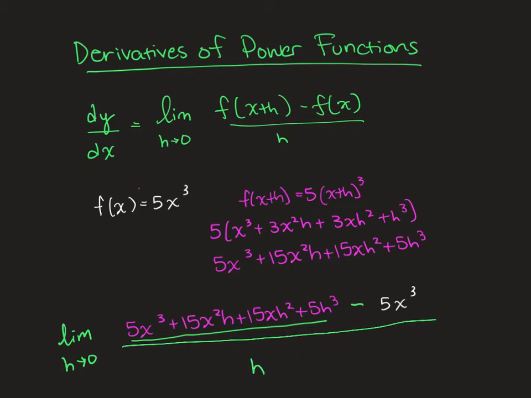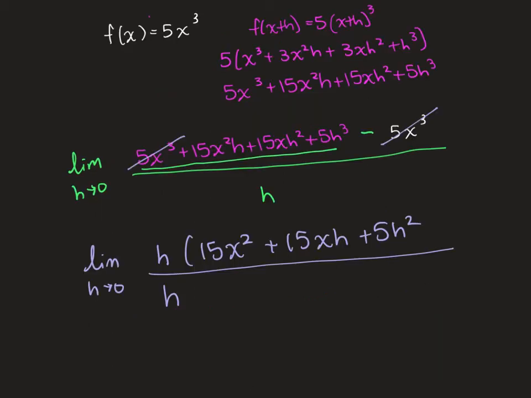Okay, well, I can simplify this. 5x cubed and 5x cubed cancel each other. And then if you notice, I've got an h in each of these terms. So I'm going to factor out one of those h's. And what you'll get is that I can simplify the h in the numerator that I just factored out and the h in the denominator. And I am left with this, 15x squared plus 15xh plus 5h squared. Well, what I care about is as h gets closer to 0.